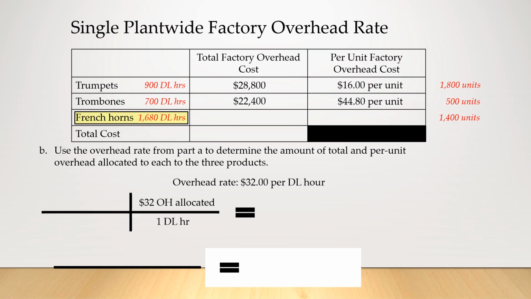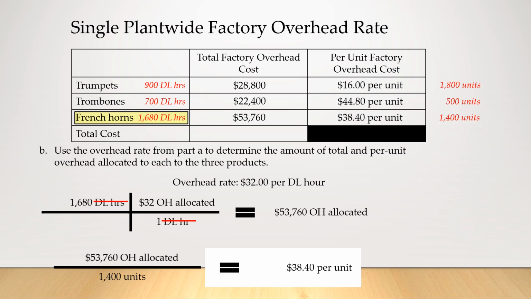One more time for French horns. Multiply 1,680 direct labor hours by $32 of overhead allocated per hour, and total allocated overhead comes out to $53,760. Divide that amount by the 1,400 horns produced, and allocated overhead per unit is $38.40.